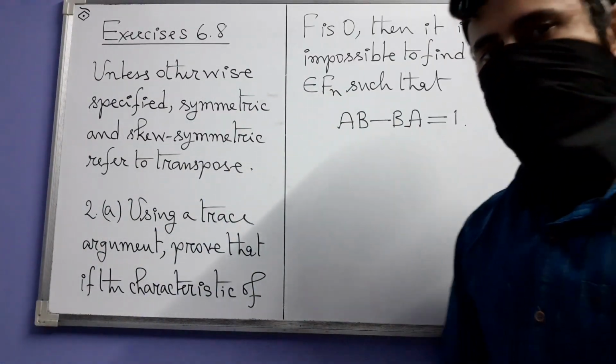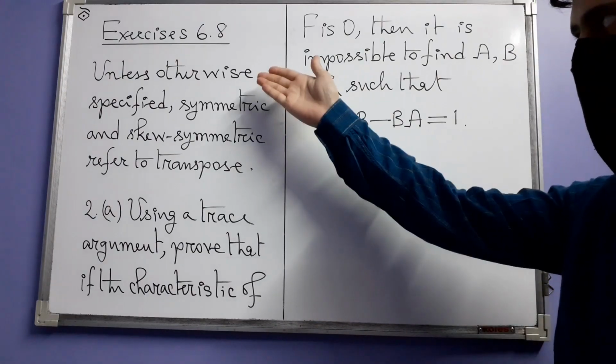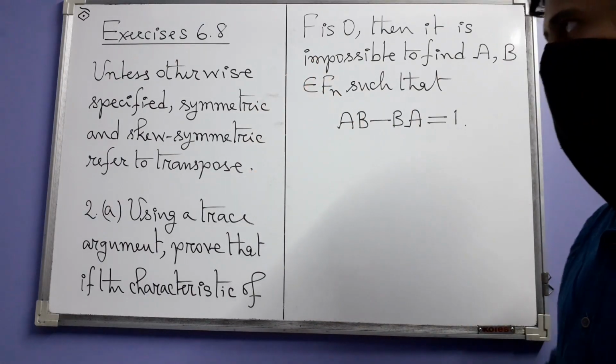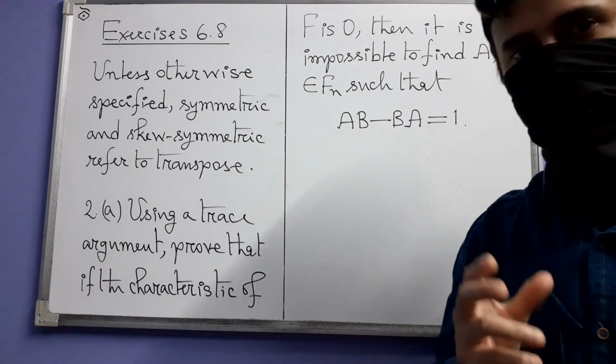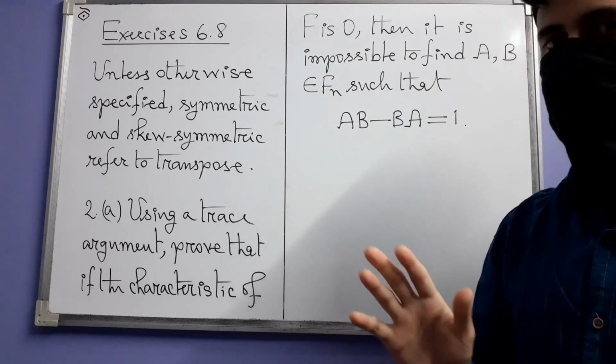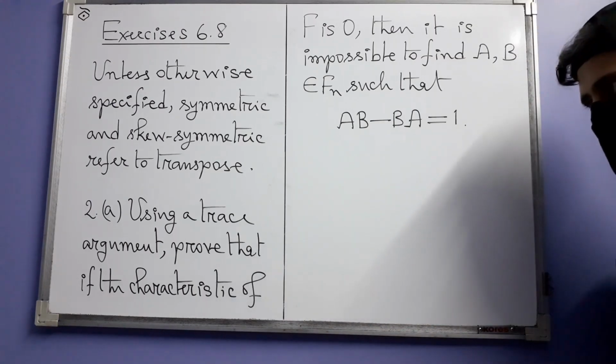Let us next start the exercises. In these exercises, there is a comment in the beginning itself: unless otherwise specified, symmetric and skew symmetric refer to transpose. That means they don't refer to general adjoint. So let's see what this second one is.